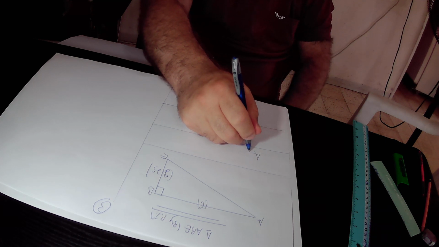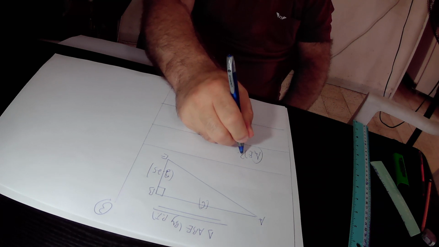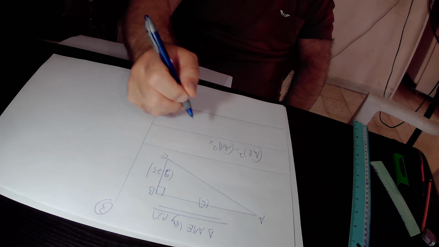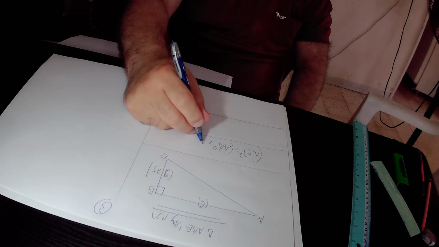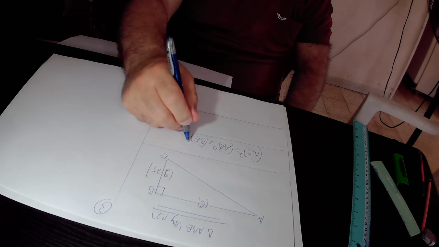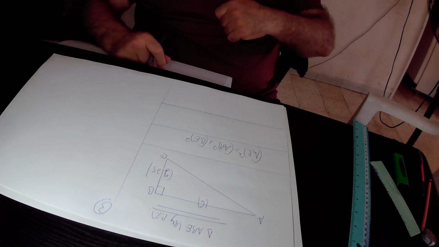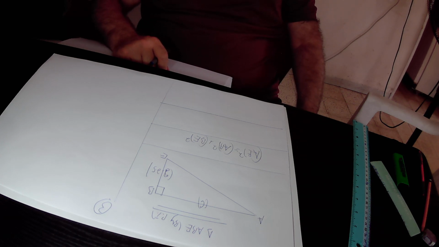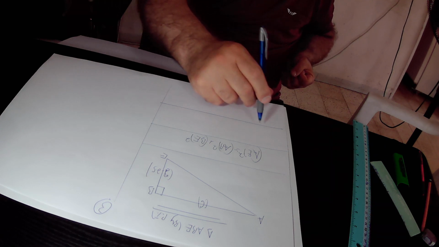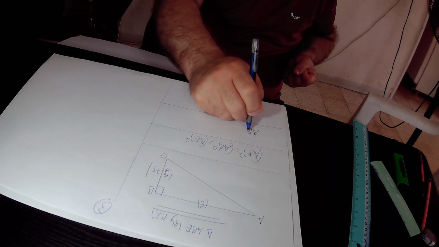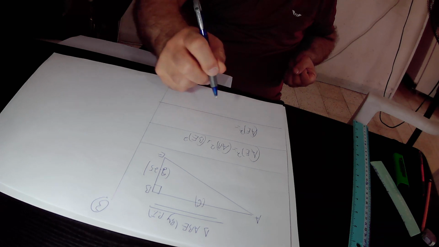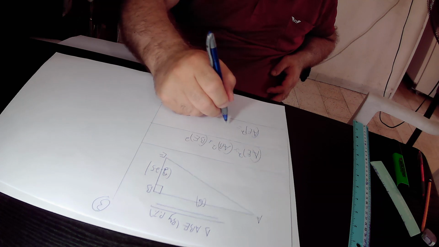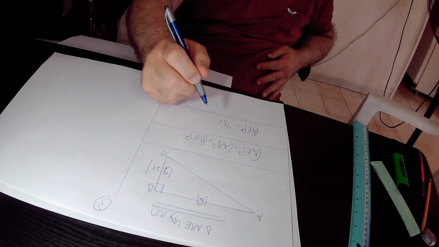So AE squared equals AB squared plus BE squared. The hypotenuse AE is the missing side, so we leave it as it is. AE squared equals AB squared. AB is 6, therefore AB squared is 6 squared, that is 36, plus BE squared.